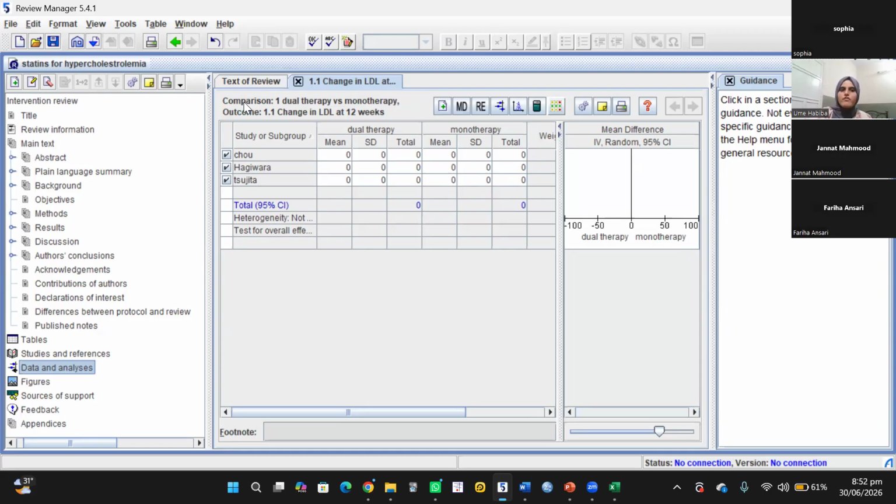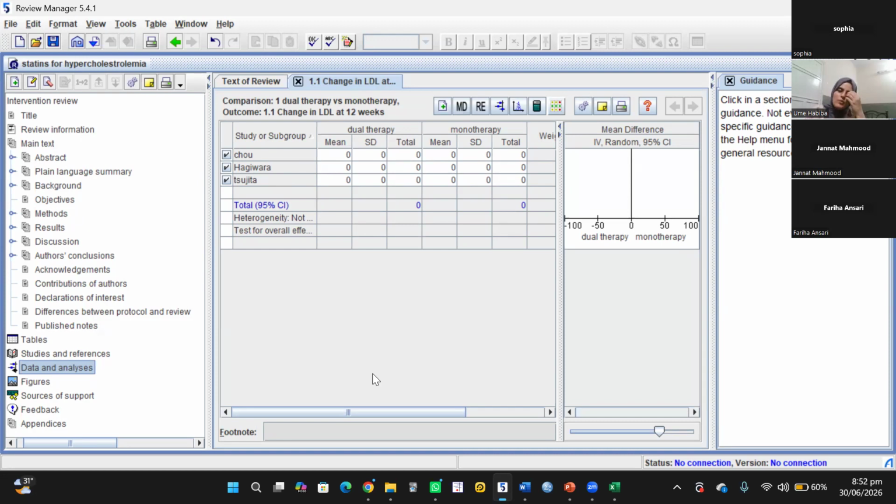First off, Revman asked me, what is my comparison? What am I comparing? I told Revman I'm comparing dual therapy with monotherapy. Under that comparison, all of the outcomes would be under this one comparison. If I want to make another comparison, I can add it by doing the same thing that I did earlier. So under the comparison, my outcome number 1 was change in LDL at 12 weeks, right? For this outcome, Revman asked me what my groups were, the dual therapy and monotherapy. Then it asked which studies were reporting this particular outcome. These 3 studies, right? Now it has given me a very nice table.